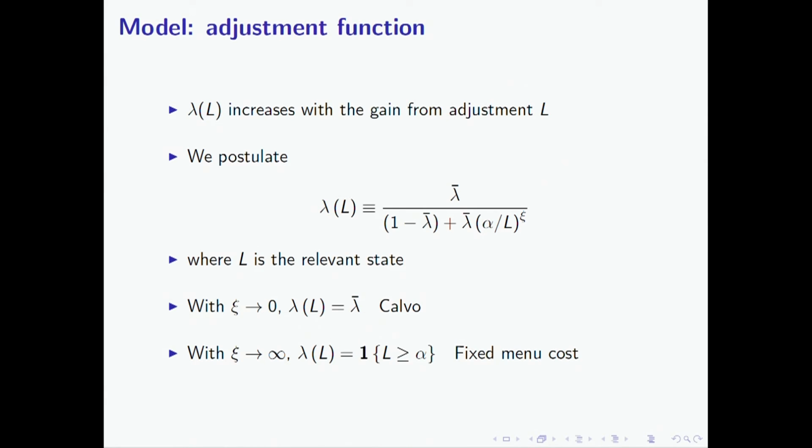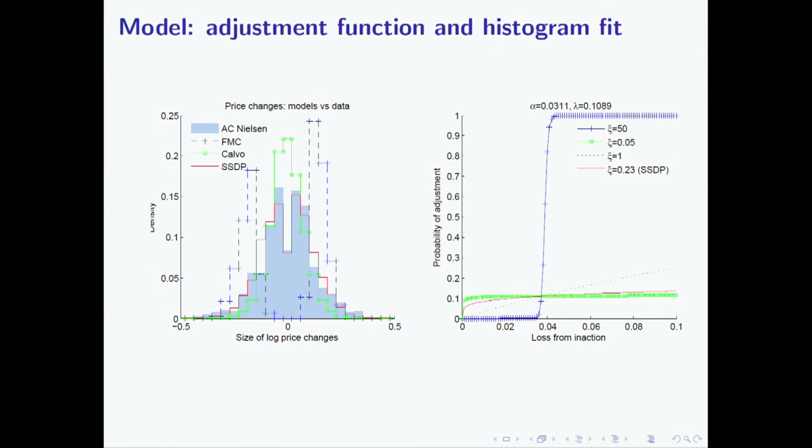So how do we discipline this parameter? We looked at micro-evidence on the size distribution of price changes, and here you see in the blue shaded area the histogram of price changes from AC Nielsen data documented by Midrigan. And with the different lines, you see different models: the fixed menu cost model, the Calvo model, and the smoothly state-dependent pricing model.